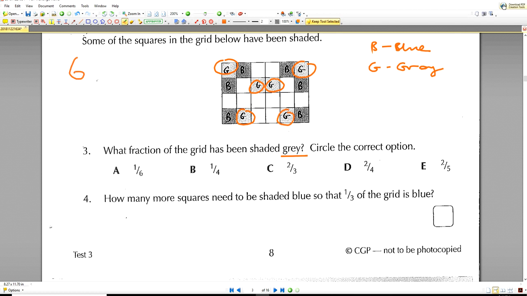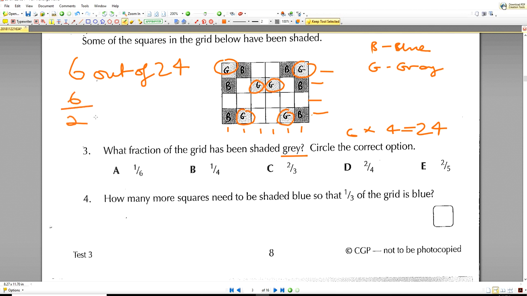Now, how many squares are there altogether? 1, 2, 3, 4, 5, 6. And we got 4 rows. 1, 2, 3, 4. So 6 times 4 is 24. So it's 6 out of 24. 6 gray out of 24 total.